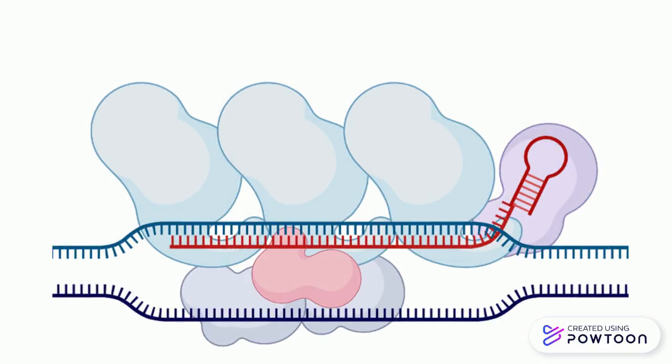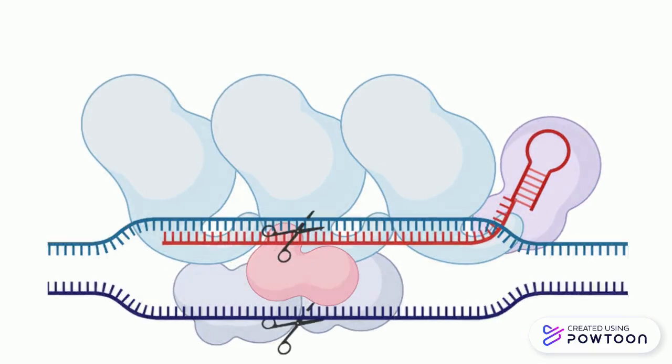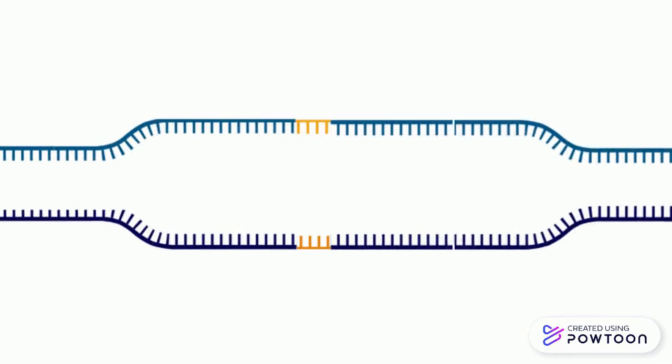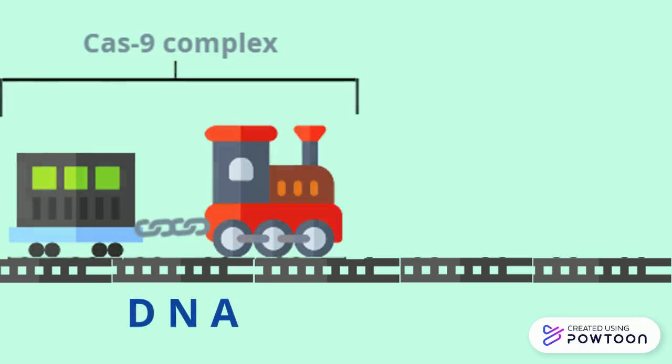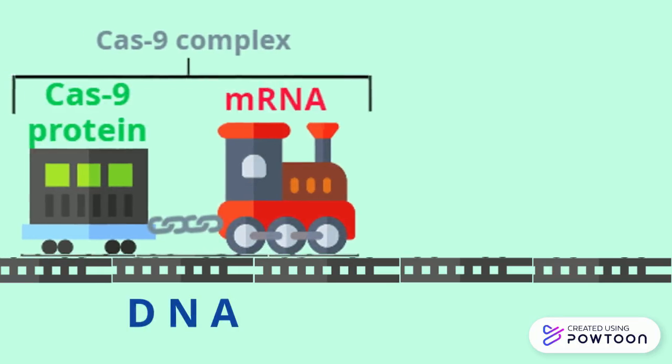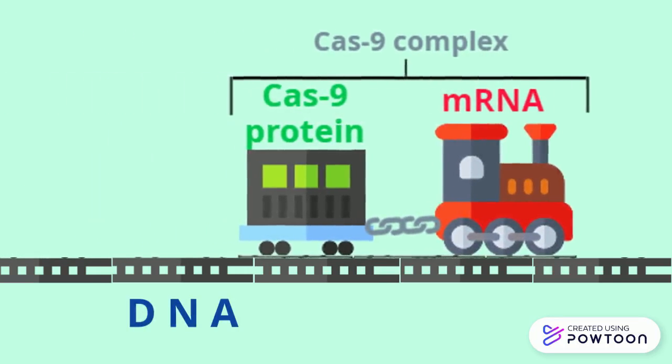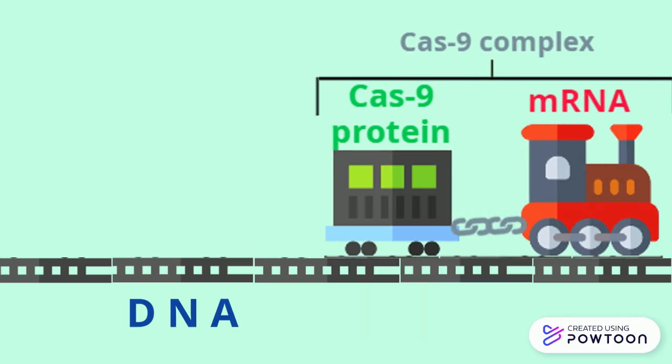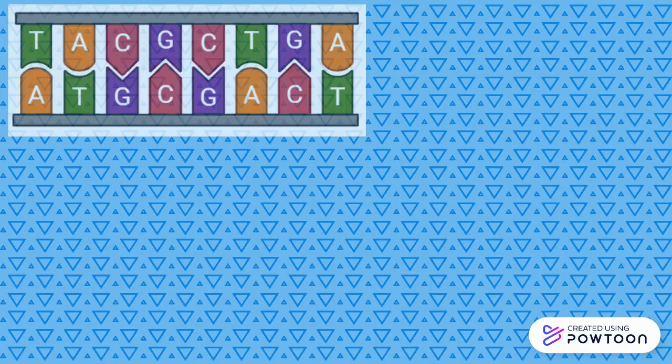When bound, the Cas9 protein is able to cut the DNA at specific locations, and this allows for the insertion or deletion of nucleotides. To understand this better, imagine this railroad track represents DNA and this train represents the Cas9 complex. mRNA can be thought of as the train engine that leads the train across the DNA. The Cas9 protein is comparable to a repair wagon on the train that removes and modifies sections of the track. By changing nucleotide bases, this in turn alters the product of the gene.